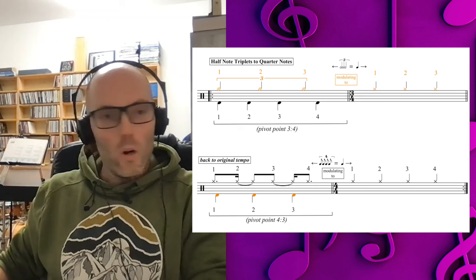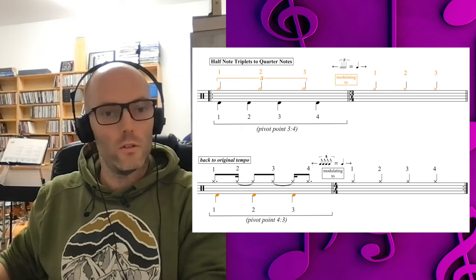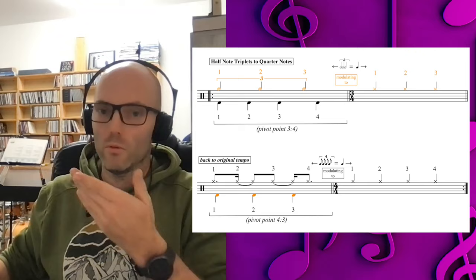1, 2, 3. 1, 2, 3. 1, 2, 3, 4. 1, 2, 3, 4. 1, 2, 3, 4. Voila, back to the original tempo.